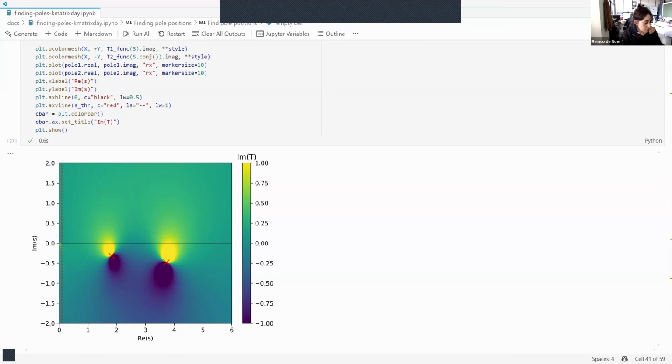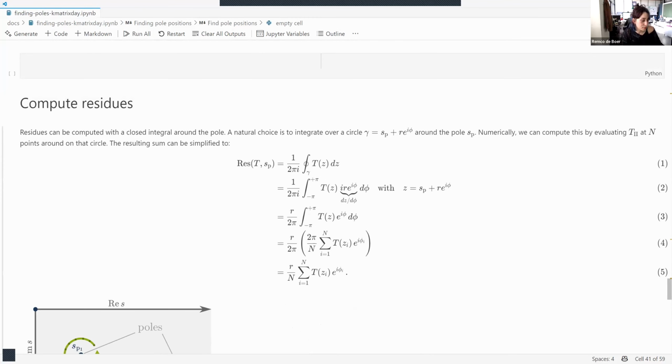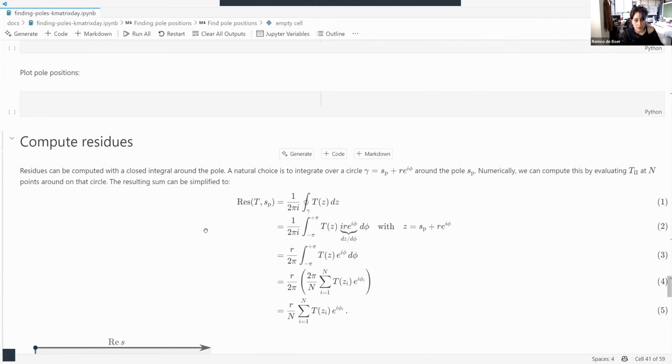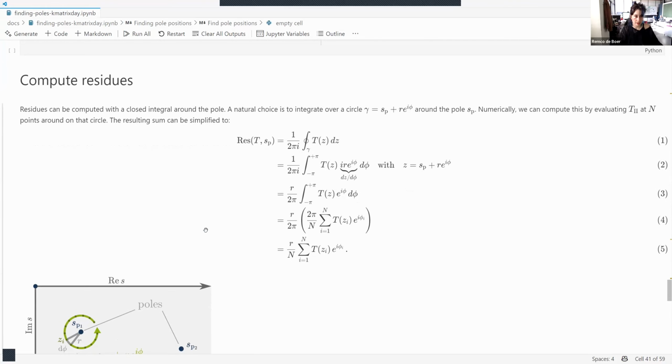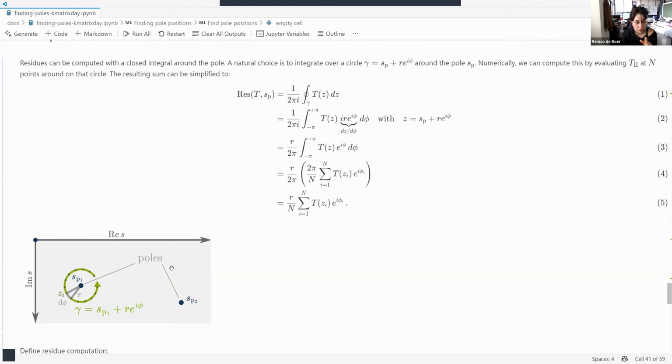What we want to do now is to compute pole residues. So I skipped a few cells, but let's come to the pole residues. What we want to do next is to find the residues, and these can be computed, as Misha also mentioned in his talk, by a closed contour integral around the pole position we found before with Minuit. So the most natural choice to integrate over is, of course, a circle. And to compute this integral numerically, I just transfer the integral into a sum of n points.